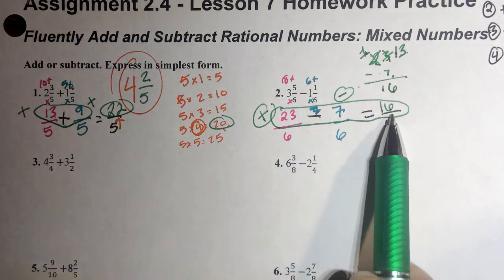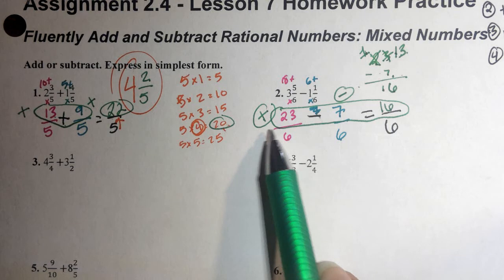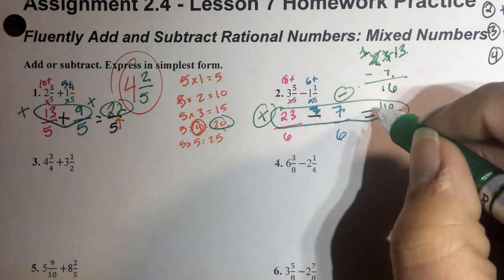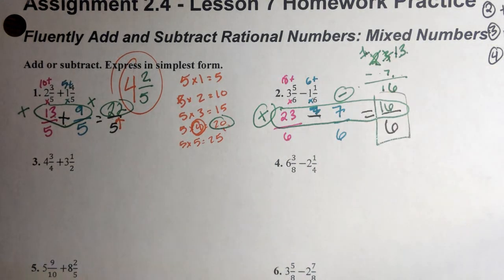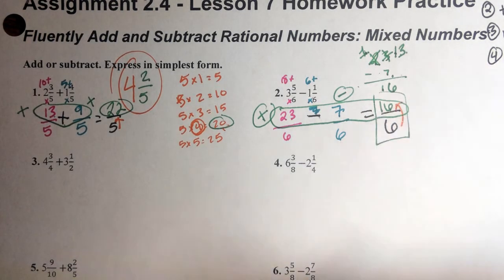Keep the sign of the larger number. Well, the larger number was 23, and that's positive. So our final answer, well, our improper fraction answer is 16 over 6. I'm going to make it a mixed number now. To make it a mixed number, I need to know my multiples of 6, because I'm answering how many times will 6 fit into 16.